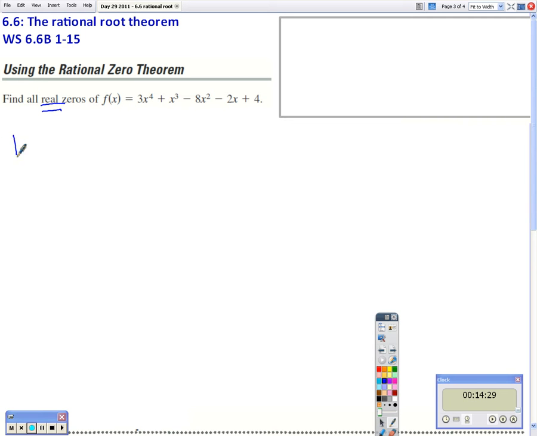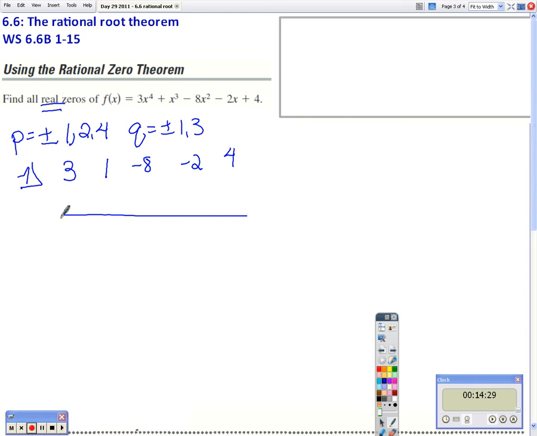So I'm going to list all of my p's. And for q, plus or minus 1 or 3. So I'm going to choose to start with -1. And let's see if that divides evenly, and if we get a remainder of 0. And we do. Yay. So my first 0 is x equals -1.